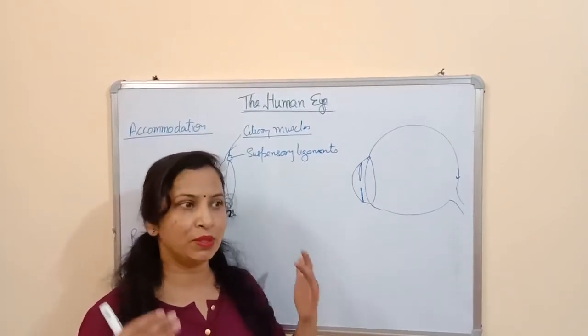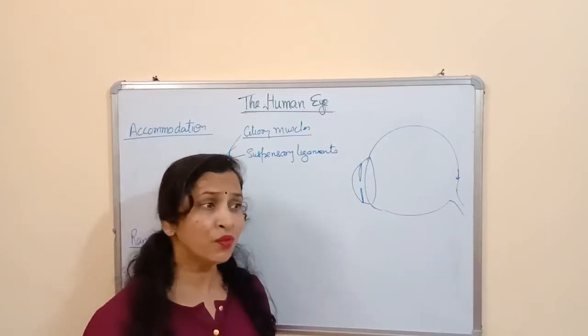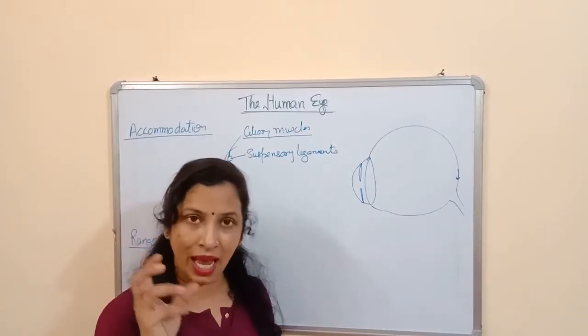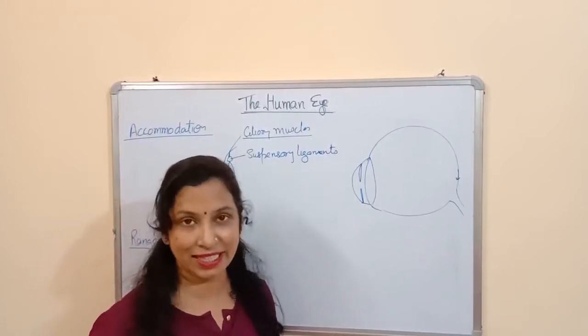So it means we are able to see the nearby object as well as the far object. So we can say that our eye has the power to see the nearby object as well as the far object clearly.